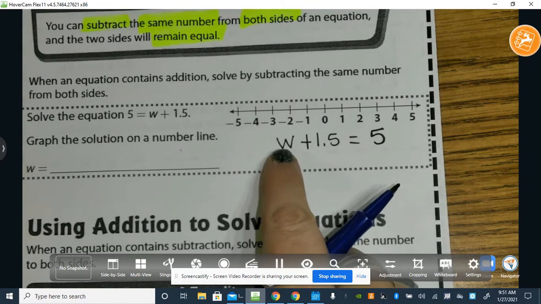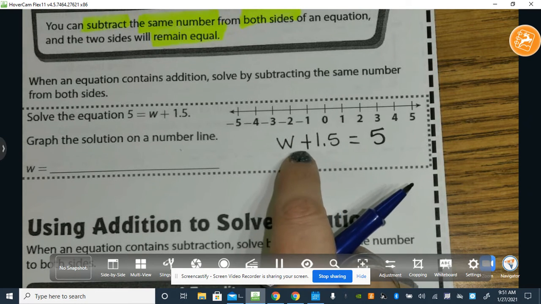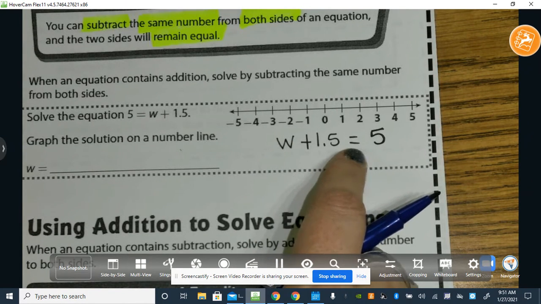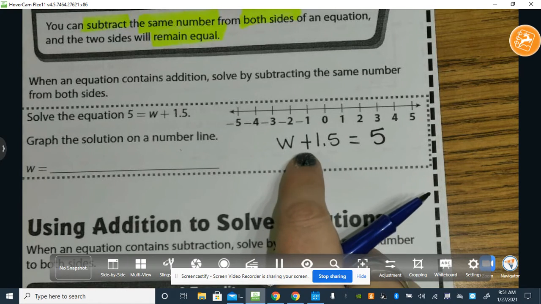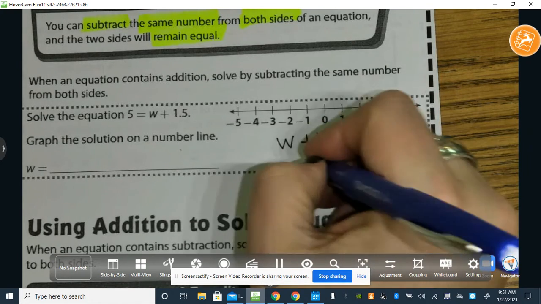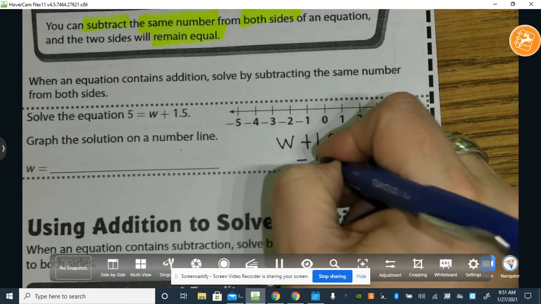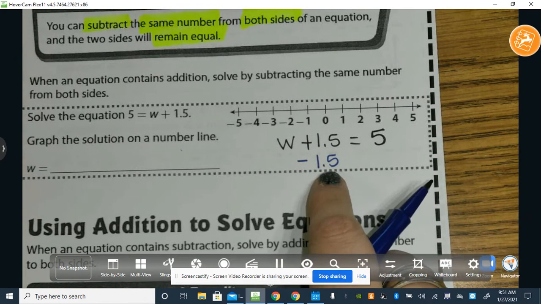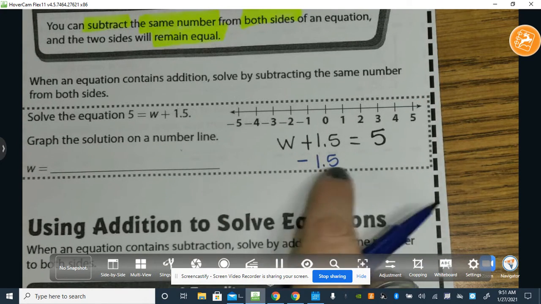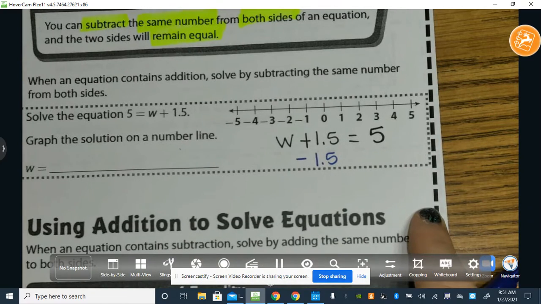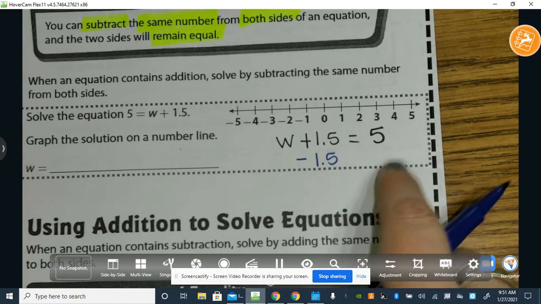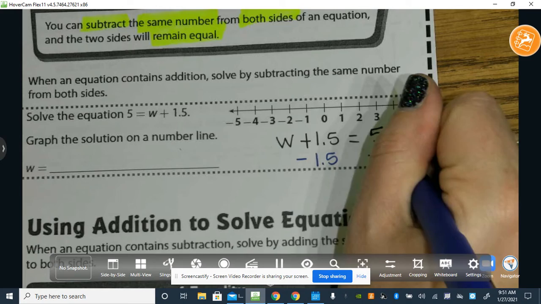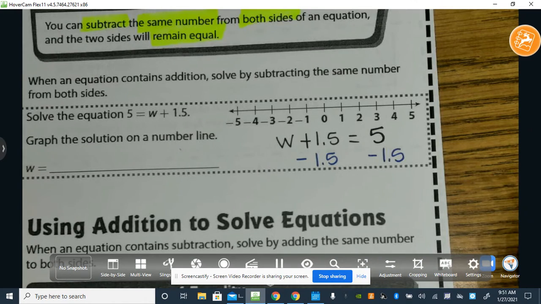So I need to get the variable by itself. I need to figure out what this is. Well, I need to remove this plus 1.5. So how do I remove an addition? Well, I use subtraction. So I'm going to subtract 1.5. And if I did this to one side of a scale, it's going to go up and this is going to go down. So it's not going to be equal. So I must subtract 1.5 on this side of the equation.